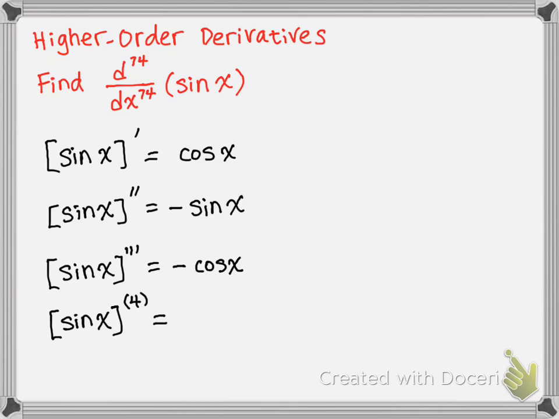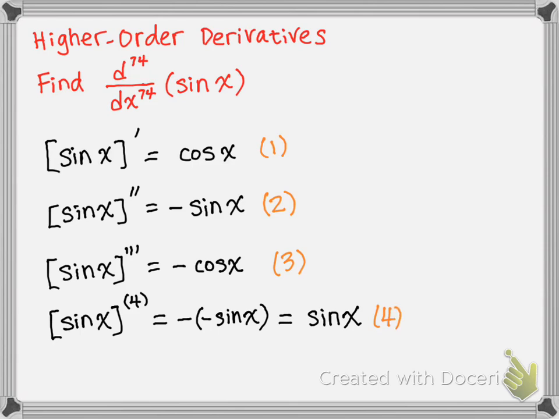So it will be, okay, you keep the negative sign, but cosine of x, the derivative is negative sine of x. So what happened here? The fourth derivative of sine of x is sine of x itself. So we know the pattern, okay? The first derivative, second derivative, third derivative, fourth derivative.